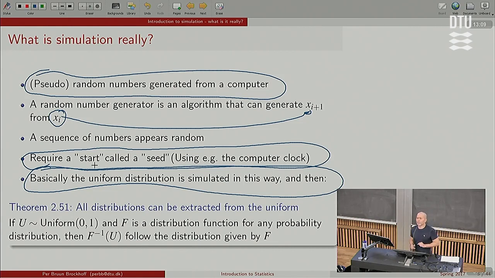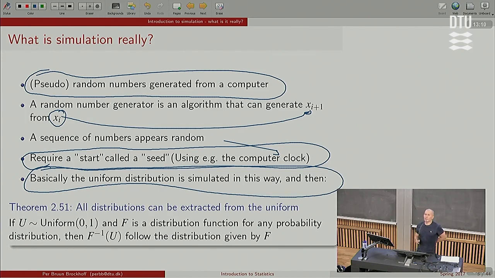If you don't tell the computer where to start, it looks at the clock and uses some clock number to start. So it finds a number, and then it goes from there by itself. So you don't need to seed it, but you can do it.